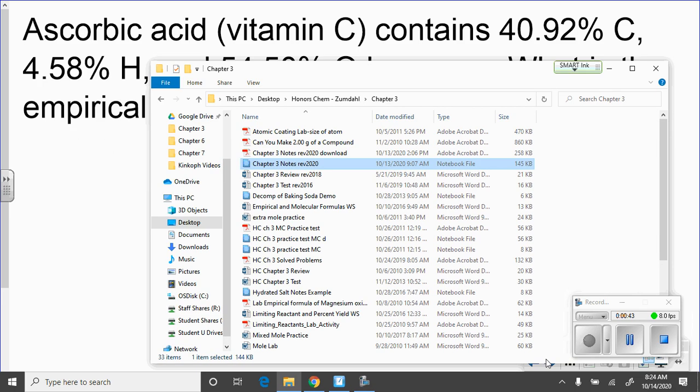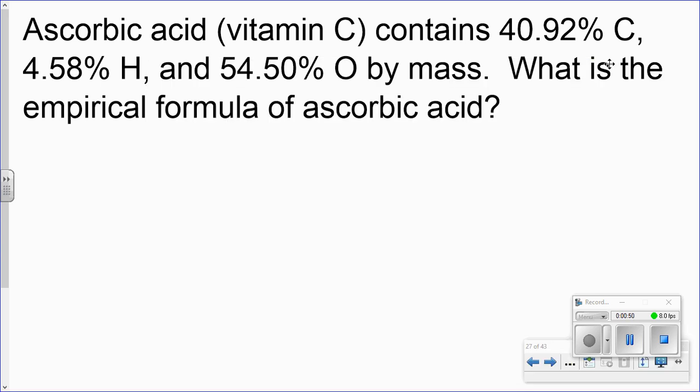If you're given a problem that looks like this: ascorbic acid, which is vitamin C, contains 40.92% carbon, 4.58% hydrogen, and 54.50% oxygen by mass. What is the empirical formula? Somebody did some type of analysis of a sample and found that ascorbic acid has these percentages by mass. Since those percentages add up to 100%, we're going to assume that we have 100 grams of any sample.